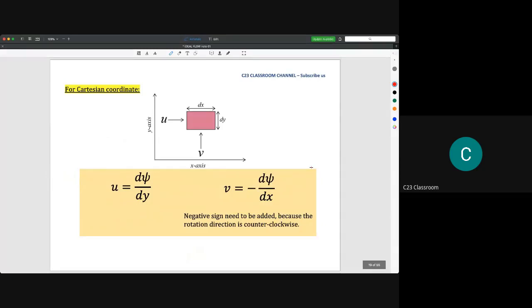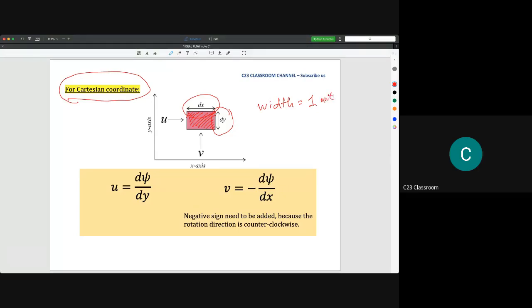Okay, so now I want to show you how we could relate the stream function with the velocity. Let's say this is the Cartesian coordinate. Let's say we have a small element like this, a square. We assume that the distance for x here is dx and the distance for y here is dy. And we assume that the width of this box is equal to 1 unit.